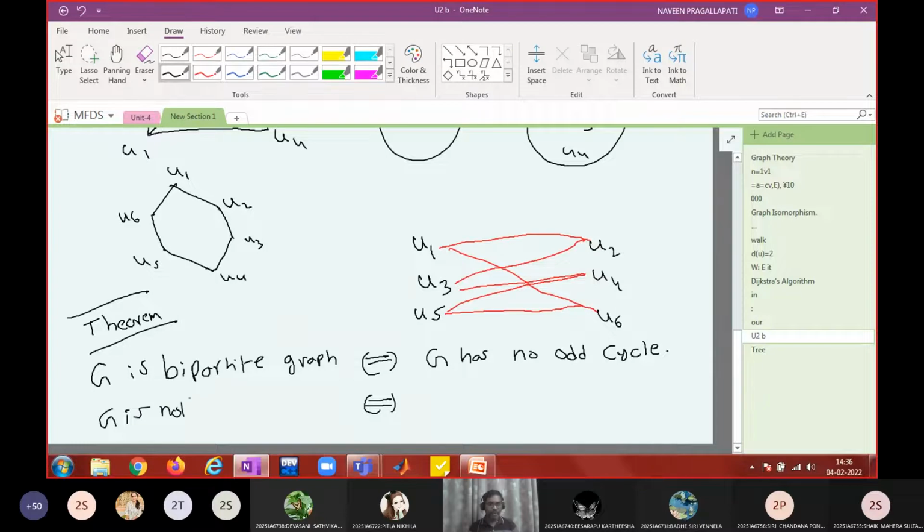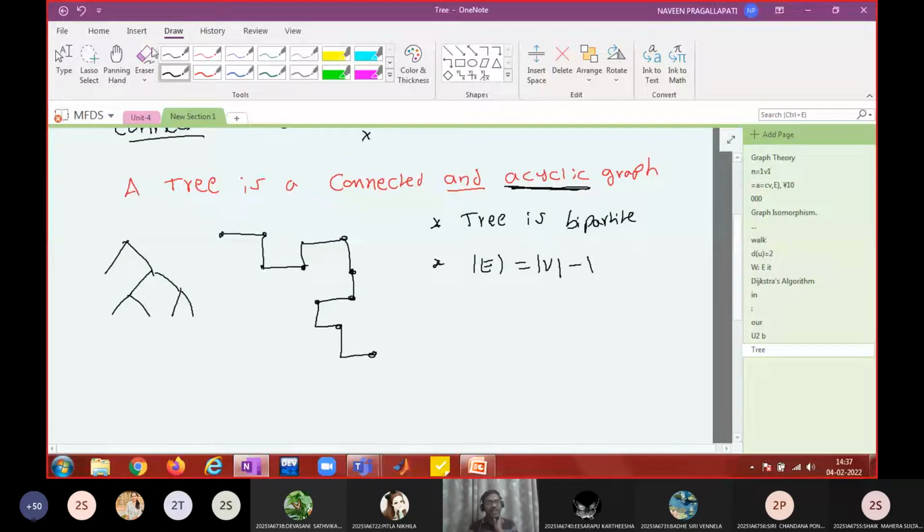You know, we have learnt logic also, right? So G is not bipartite if and only if G has odd cycles, negation. If there is an odd cycle, then only it cannot be bipartite. Otherwise, it is going to be bipartite. Is it clear? Yes, sir. So there is no cycle.